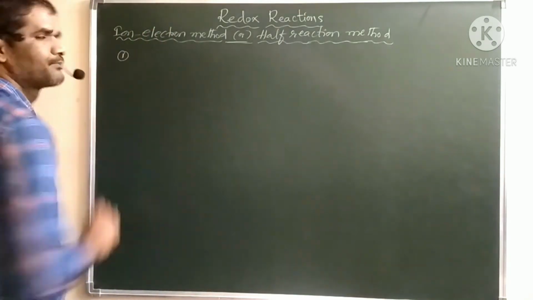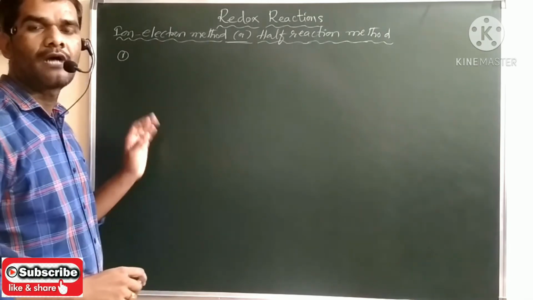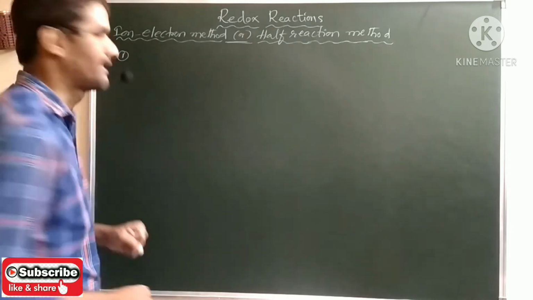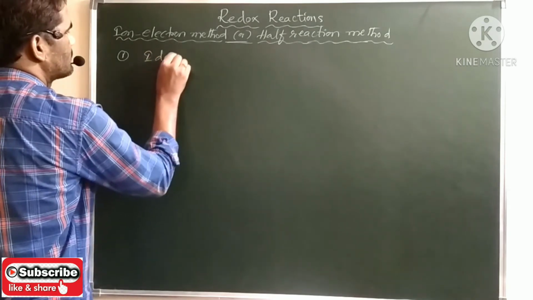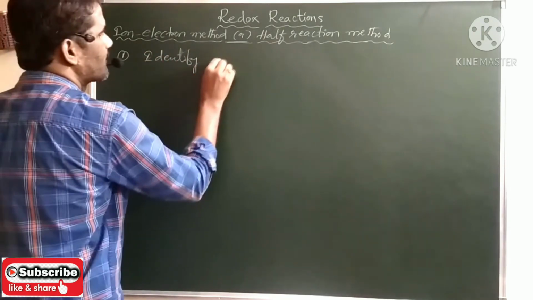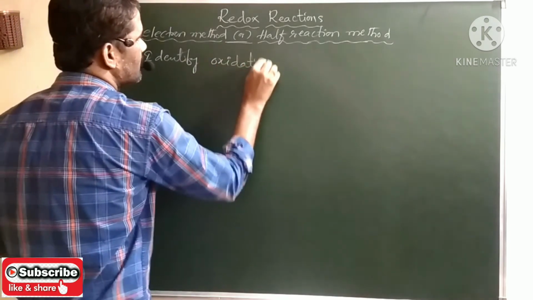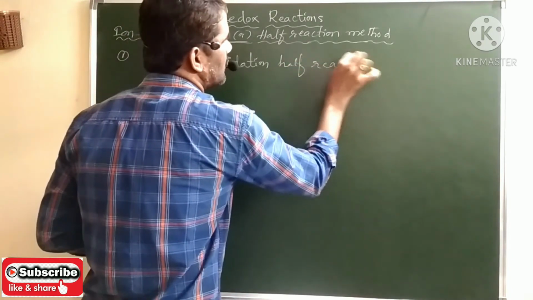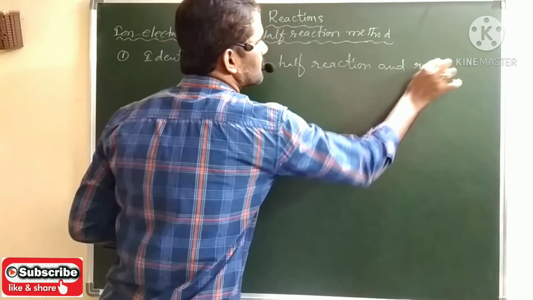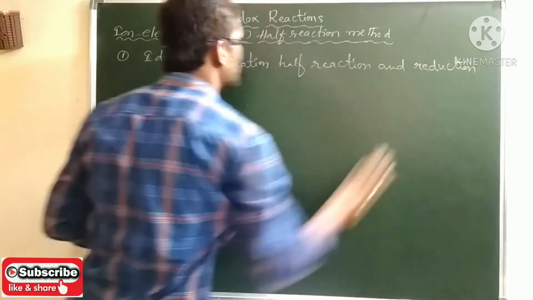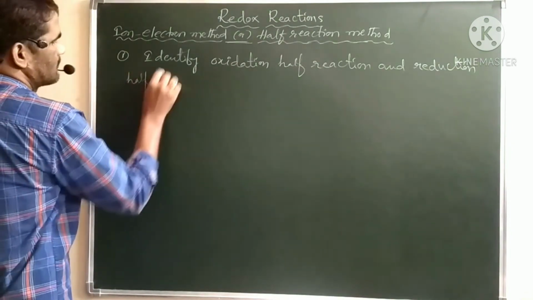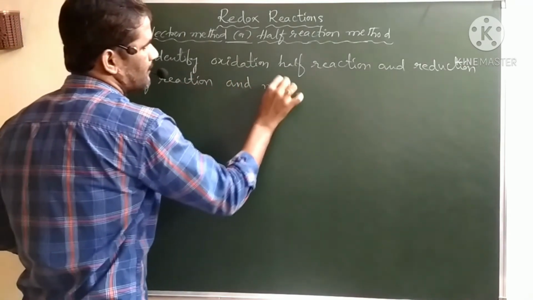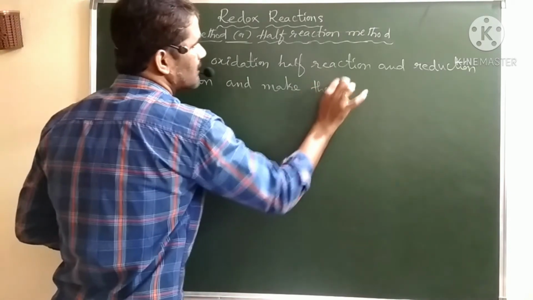Step 1. In the ion electron method we first have to identify the oxidation half reaction and the reduction half reaction, and we have to make them separate.